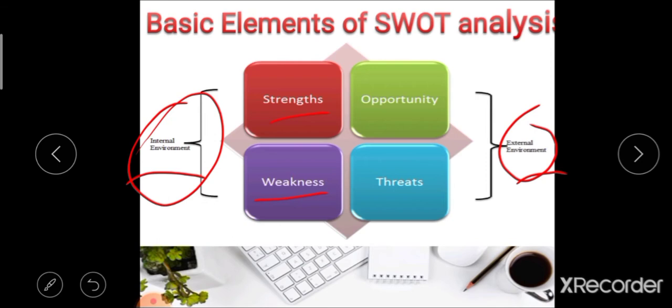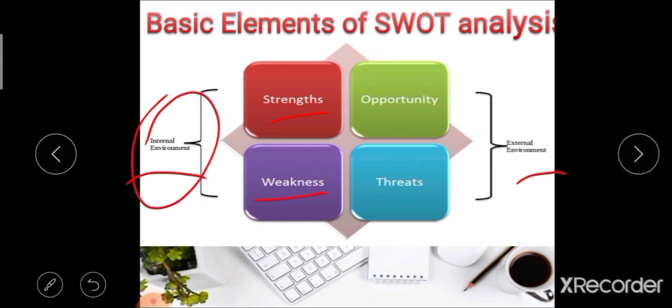That means strengths and weaknesses are factors related to the internal environment of that particular business organization. These strengths and weaknesses included in the internal environment can be controlled. That means the internal environment of that business organization can be controlled, whereas opportunities and threats, which are classified under the external environment of the business, cannot be controlled. So these are the basic elements of SWOT analysis.